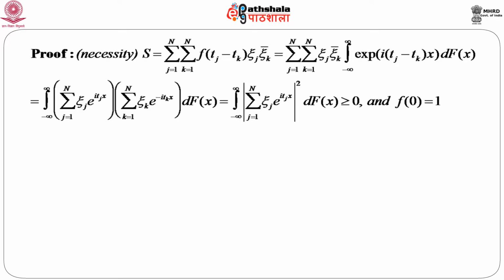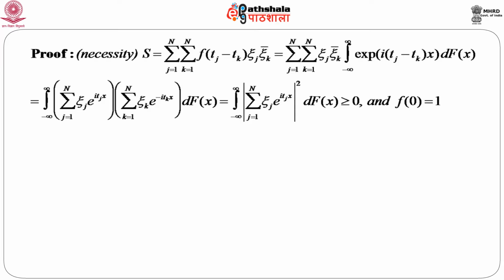Now, just changing the order of integral and summation, I can get the sum over j of xi_j e to the power i t_j x, times the sum over k of xi_k e to the power minus i t_k x, and the integral of the whole thing with respect to d F(x). It can be immediately shown that this quantity is nothing but the modulus of the sum of xi_j e to the power i t_j x, whole square. Being the modulus, this is always non-negative. So this entire quantity is non-negative, and the necessity part is proved.